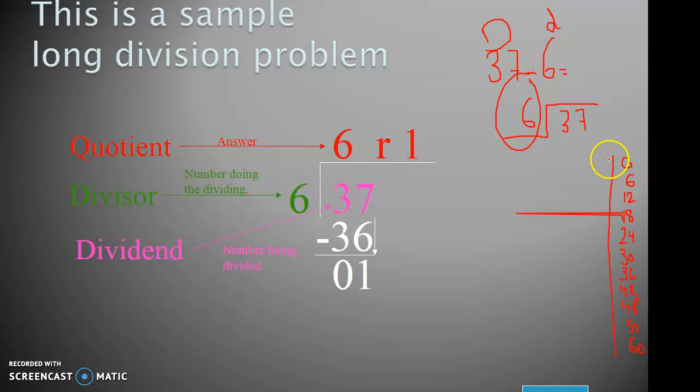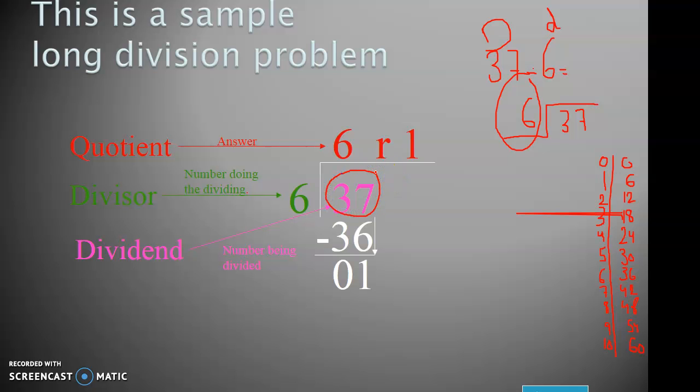Then we will count them starting from where? From 0. 1, 2, 3, 4, 5, 6, 7, 8, 9, and 10. Okay? We will start step by step.